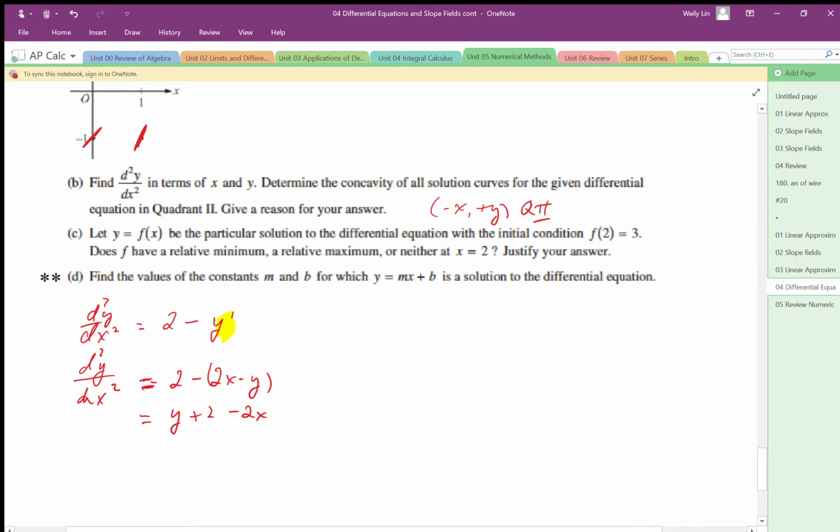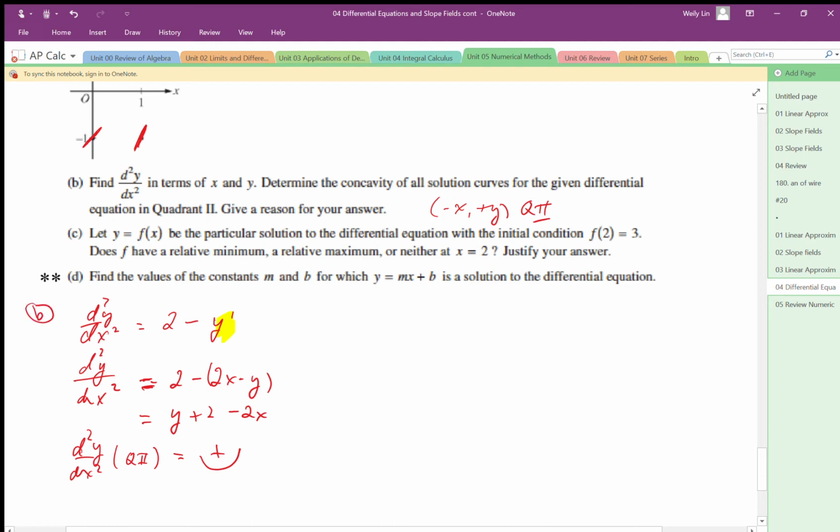And it says find the concavity for all the curves in quadrant 2. What that means is, if I plug in a negative x and a positive y, everything is going to be positive. So d squared y over dx squared in quadrant 2 is always positive, so we're going to have positive concavity. Okay, so that's part B.